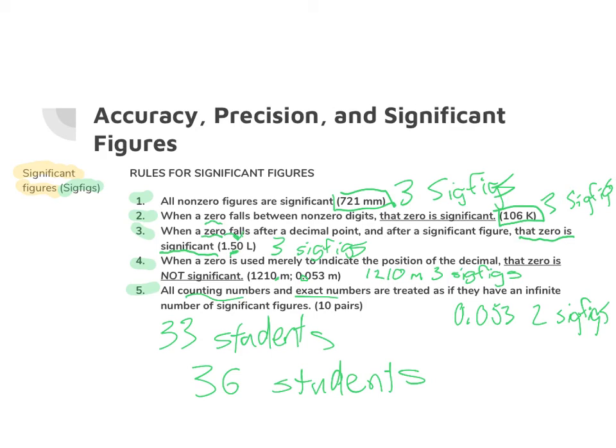But all these digits above were measurements. 721 millimeters, 106 Kelvin, 1.50 liters, 1,210 meters, and 0.053 meters are all measurements, whereas they are not counting numbers, and they're not exact numbers. But all counting numbers like 36 and 33 students are counts and exact numbers, so they are treated as if they have an infinite number of significant figures.